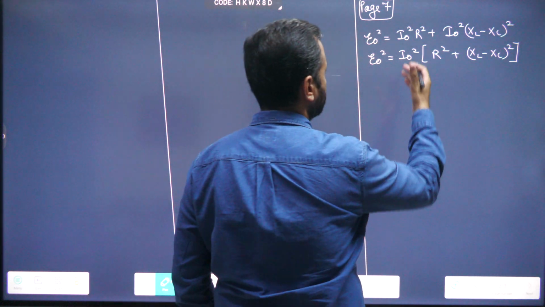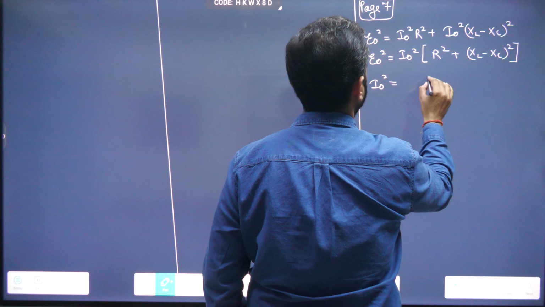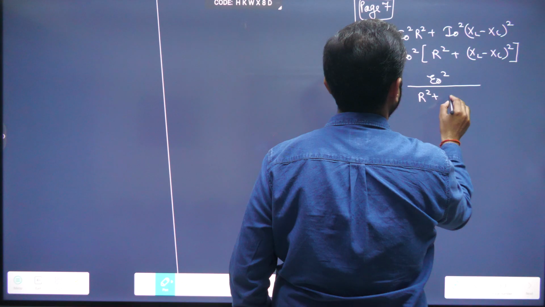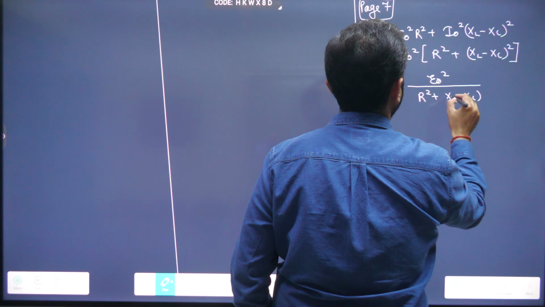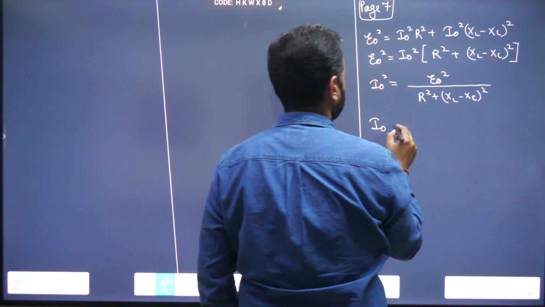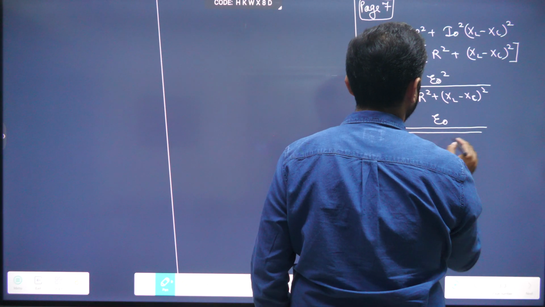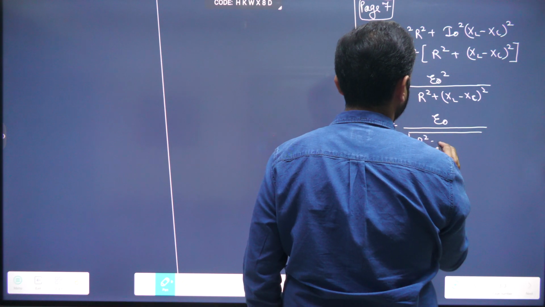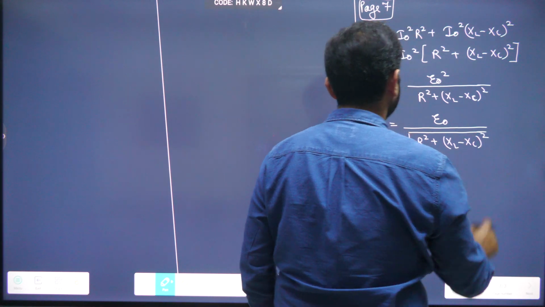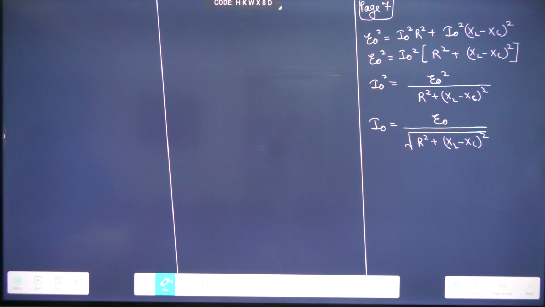But my target is to calculate this I naught. So I naught square is equal to E naught square upon R square plus XL minus XC whole square. So I naught is equal to E naught upon under root R square plus XL minus XC whole square.